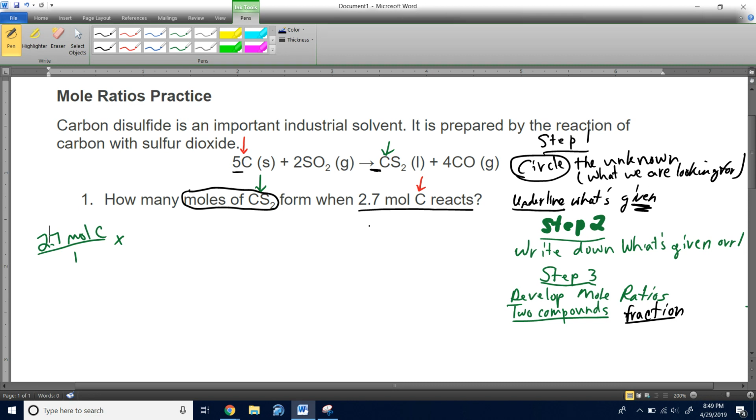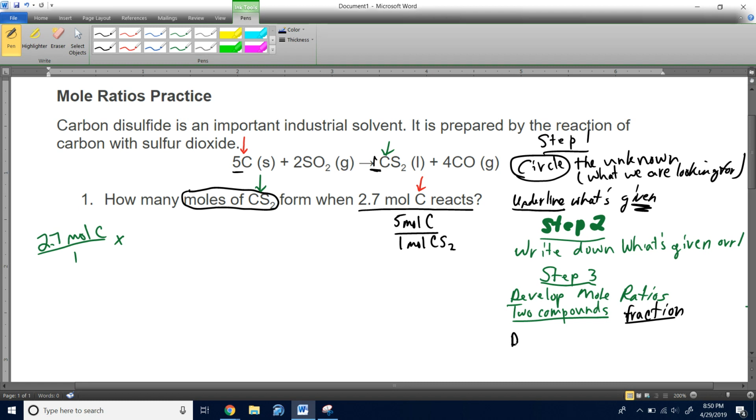So the fraction that we develop here, our 5 moles of carbon from the balanced equation, because there's a 5, and since there's nothing here, we have to assume that that's a 1. So we have 1 mole of CS2. That's it. That's the mole ratio right there, guys. Okay, that's all you have to do. You look at the coefficients. Okay, the next part of this step, we have to see if the ratio fits.